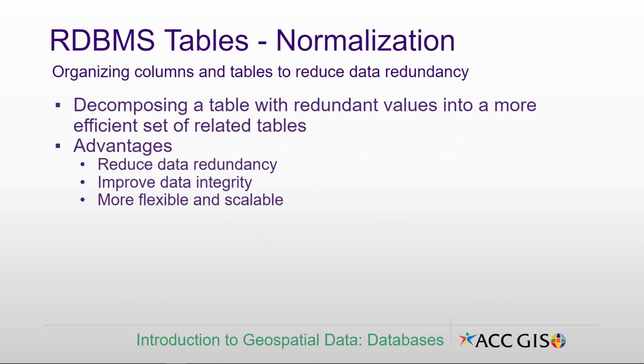So the process in normalization is to organize columns and tables to reduce data redundancy. And we do it by decomposing a table with redundant values into a more efficient set of related tables. The advantages of this are not only reducing data redundancy, but it improves data integrity. I only have to edit one record instead of 3,000 records, for example, and it allows for more flexible and scalable data.